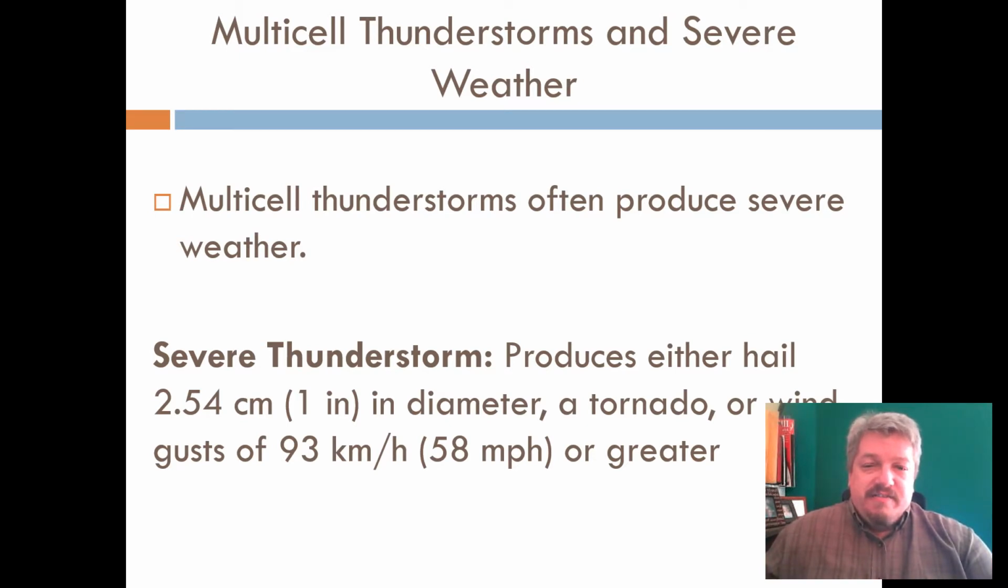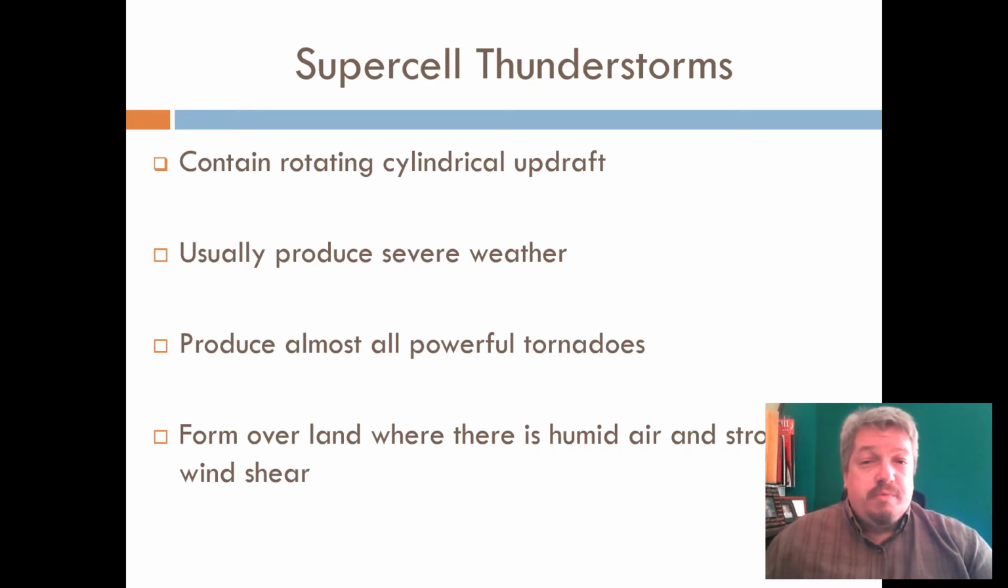They consider it a severe thunderstorm if it makes hail, that's one of the signs, a tornado, or you've got wind gusts of almost 60 miles an hour. So pretty strong actions. And one of the things that happens in a multi-cell thunderstorm, they call them a supercell sometimes, is it has a specific rotation within the clouds. And this rotation, called cylindrical updraft, leads to tornadoes.